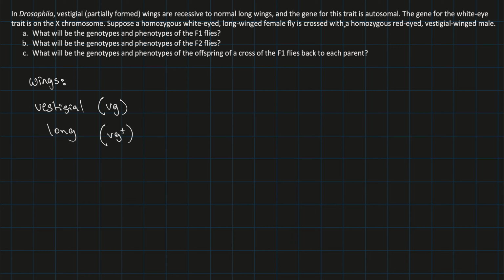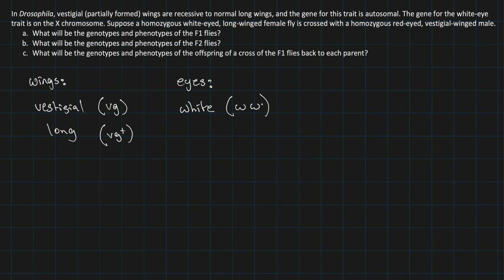Now, let's keep reading. And the gene for this trait is autosomal. So we know that it just behaves properly. We have two alleles of this form, in both males and females. Now, the gene for the white eye trait is on the X chromosome. Now that we know that, we have our eyes, right? And we have white eye, so right here, it is on the X chromosome. So let's just depict this with W. This is the recessive form, right?